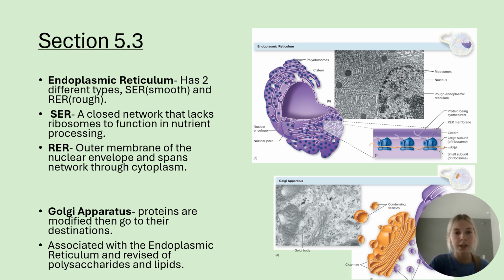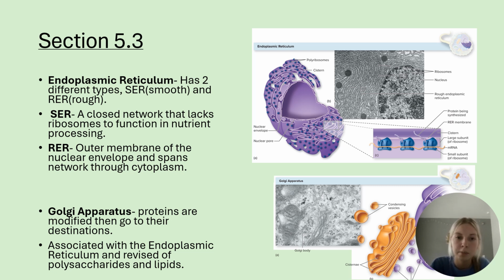The endoplasmic reticulum has two different types, the smooth and the rough. The smooth endoplasmic reticulum is a closed network that lacks ribosomes and functions in nutrient processing. The rough endoplasmic reticulum is part of the outer membrane of the nuclear envelope, and it spans the network through the cytoplasm. That top picture is the endoplasmic reticulum, showing what the smooth looks like and what the rough looks like.